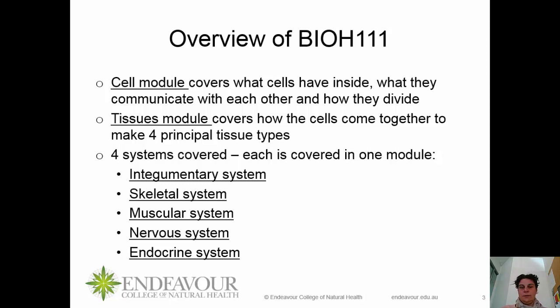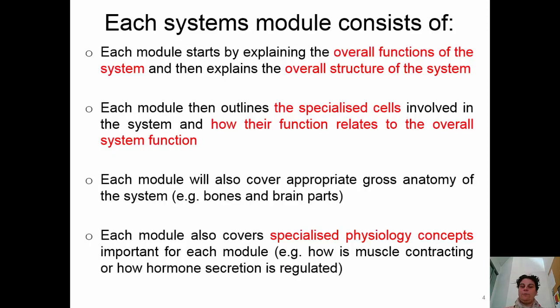For those 4 systems in particular, the module for a specific system is always going to start with the overall function of the system. So, what is the function of the endocrine system? What is the overall function of the integumentary system? Those functions are extremely important for you, because as you go through that module, you're going to slot in structures that are actually putting forward these overall functions of the system.